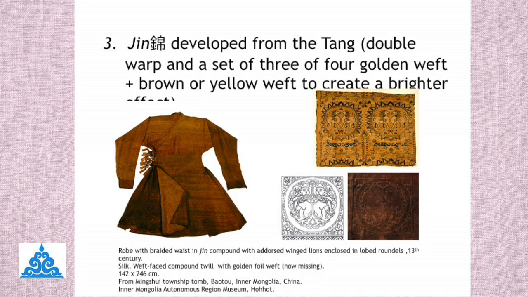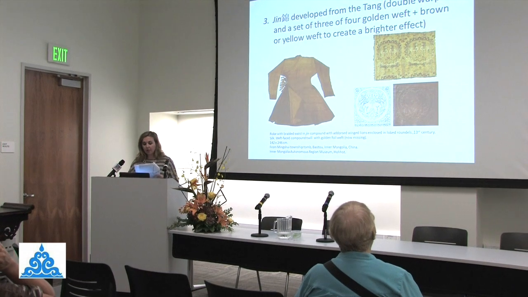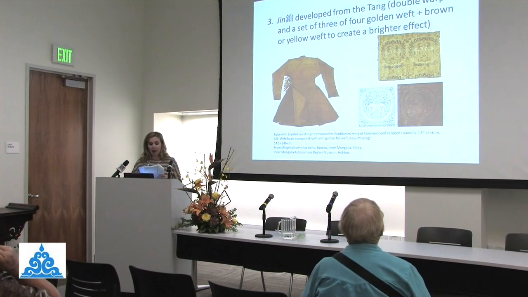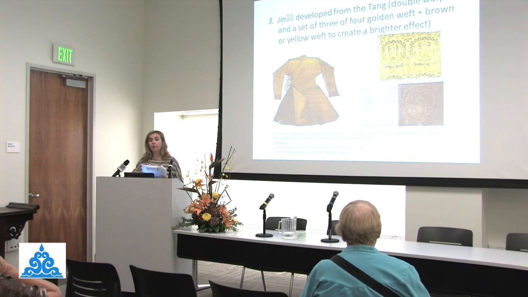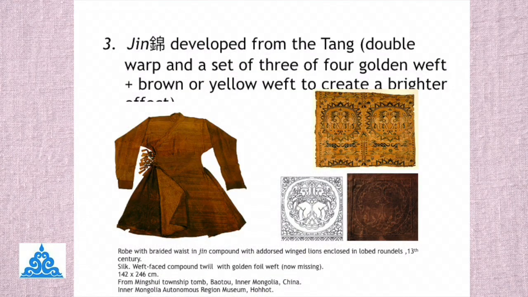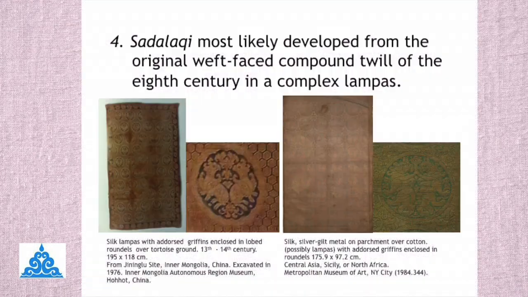The third one, called jin, is a sort of golden weft face compound developed from the Tang type. One of the features of the new structure was an inner double warp, while the weft system could have a set of 2 or 3 types of thread, also brocading. Apart from the golden set of threads that could be twisted or flat, the others were yellow or brown in order to create a full golden visual effect. In addition to these 3, a 4th type of polychrome weaving classified as sadalachi, most likely developed from the original weft face compound that I showed you before in twill of the 8th century, is a complex lampas.